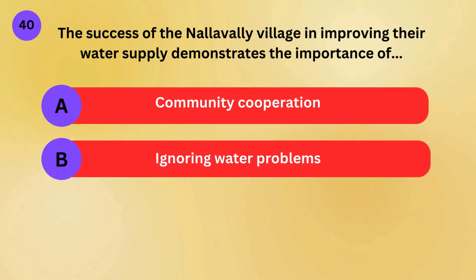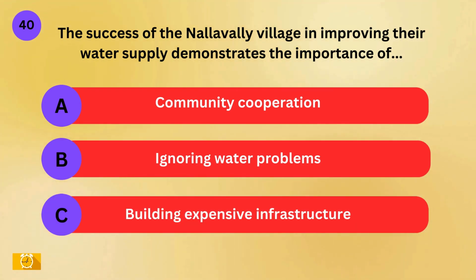The success of the Nala Valley village in improving their water supply demonstrates the importance of community cooperation, ignoring water problems, building expensive infrastructure.